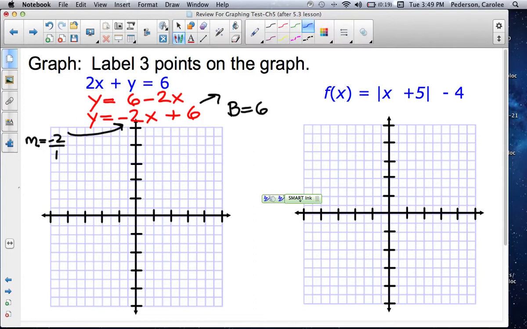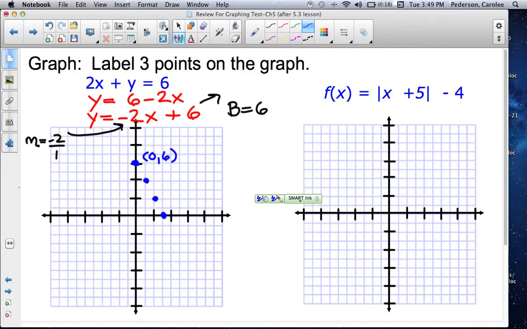Now, the y-intercept is 6. So we're going to go on the y-axis up 6 units. So over 0, up 6. Then we're going to do our slope. So we're going to go down 2 and right 1. Down 2, right 1. Down 2, right 1.